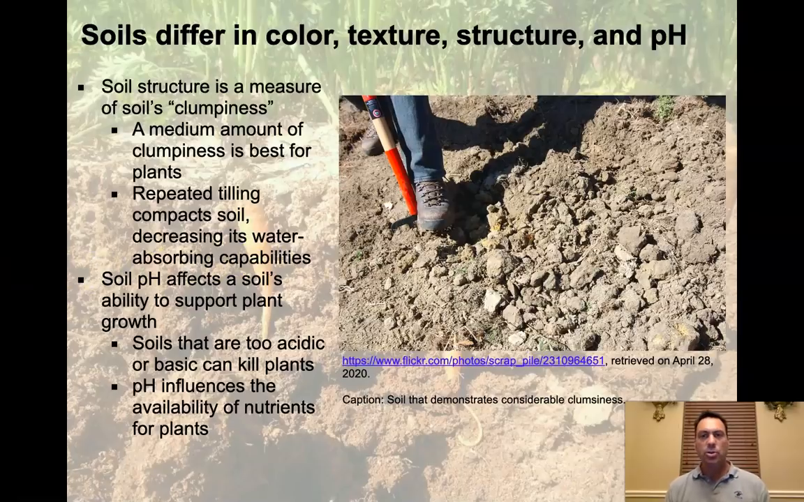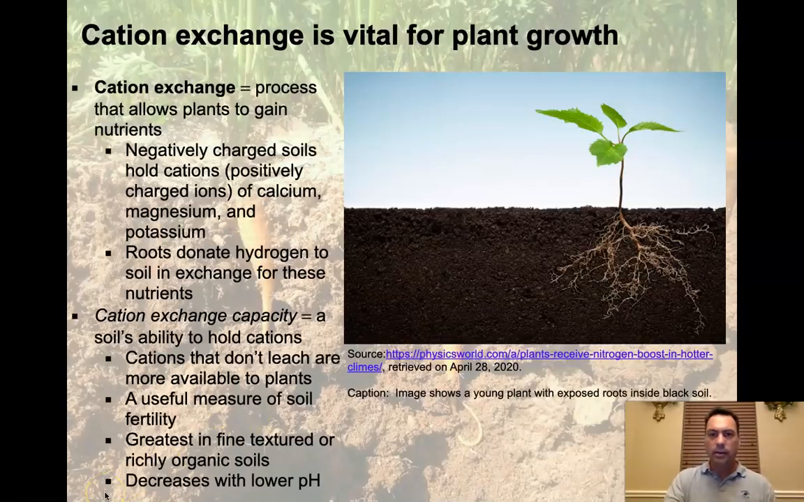We need to talk about soil pH too. So we've got clumpiness, and the last one is soil pH. Soil pH affects a soil's ability to support plant growth. Soils that are too acidic or basic can kill plants. We're going to get into why that is in a moment. Okay, but pH, it turns out, influences the availability of nutrients for plants. Let's talk about why. The main reason is a process called cation exchange. Cation exchange is how plants get the nutrients that they need for survival.